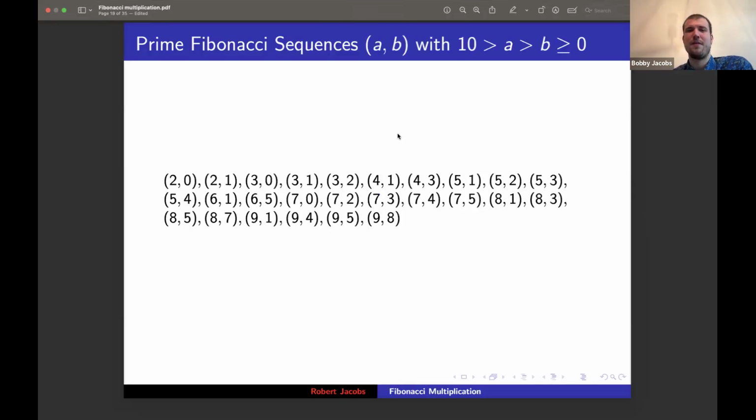And here are all the single digit prime Fibonacci sequences A, B, with 10 greater than A, greater than B, greater than or equal to 0. It's 2, 0; 2, 1; 3, 0; 3, 1; 3, 2; 4, 1; 4, 3; 5, 1; 5, 2; 5, 3; 5, 4; 6, 1; 6, 5; 7, 0; 7, 2; 7, 3; 7, 4; 7, 5; 8, 1; 8, 3; 8, 5; 8, 7; 9, 1; 9, 4; 9, 5; 9, 8.